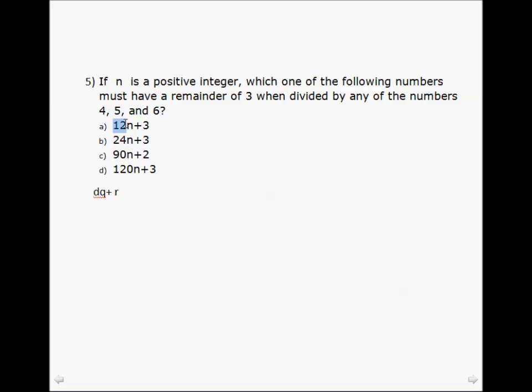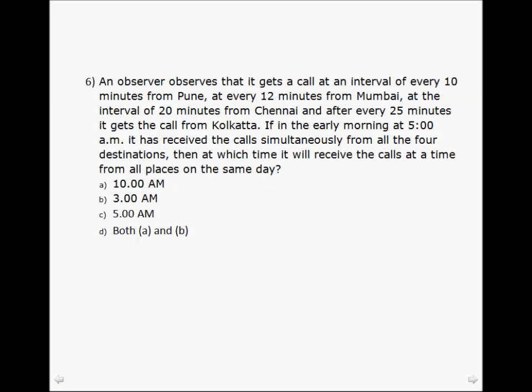So let's see whether 12n is divisible by 4. It is. Is 12n divisible by 5? No, it is not. So this cannot be the solution. Let's check 24n. It is again not divisible by 5, so it's not a solution. Let's check 90n. Is it divisible by 4? It is not, so again this cannot be the answer. Let's check 120n plus 3, and yes, it is divisible by 4, 5 and 6, and we have 3 as remainder. So our solution is option D. Let's go to next question.